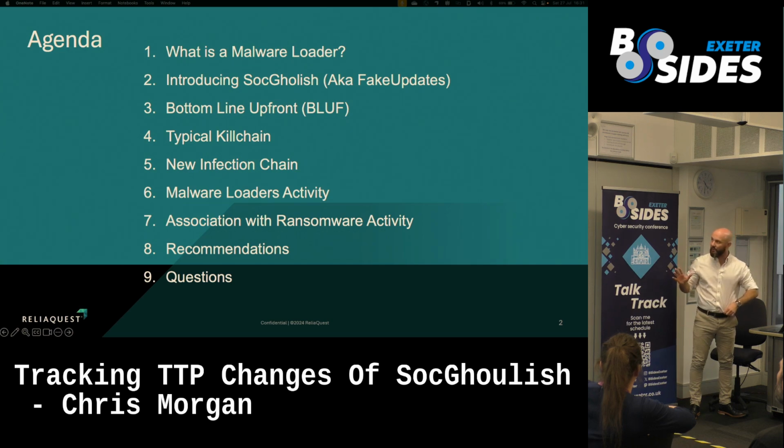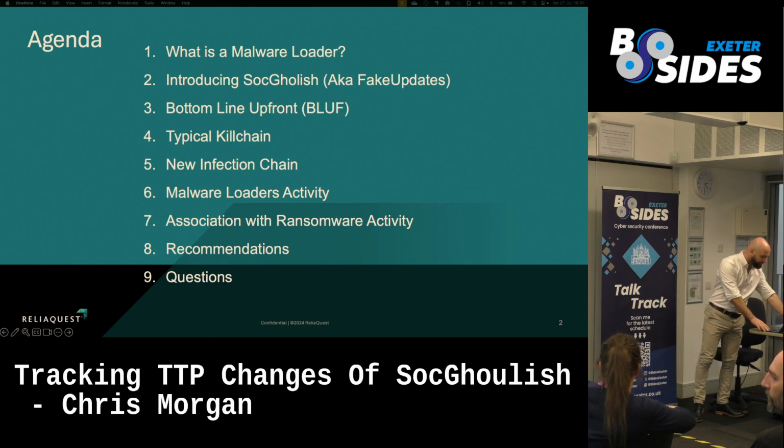So this is the agenda of what we'll be covering today. We'll be quickly discussing what a malware loader is, introducing SocGholish, which is also known as fake updates. We'll be talking through a typical kill chain and also some new behaviors that we've seen associated with this malware loader. And then we'll talk about the association with ransomware activity as well.